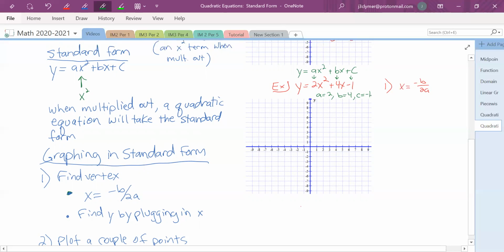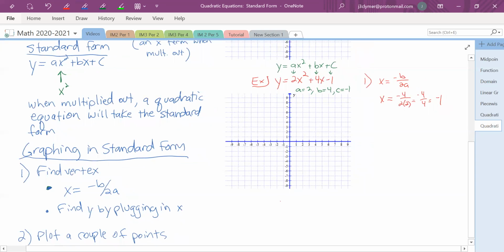Now, coming back to the x value of the vertex, x is going to be negative b, so that's negative 4 over 2a, so a is 2, and so it's 2 times 2. Negative 4 over 4 gives us negative 1. All right, so now we have the x value of the vertex. Now we need the y value of the vertex, and we find it by plugging the x value back into the equation. We did half of step 1, so let's do the second half of step 1.